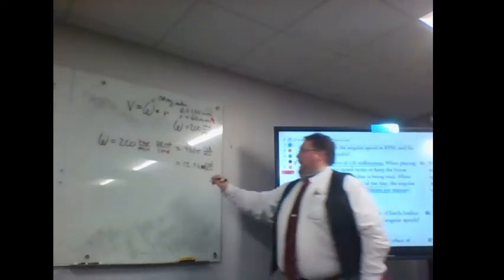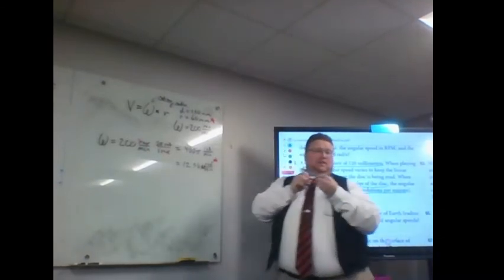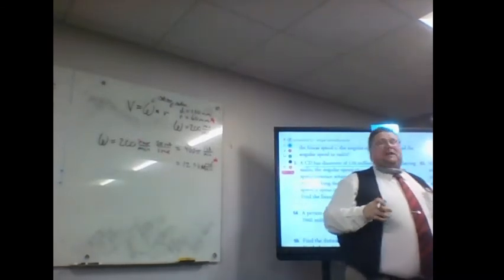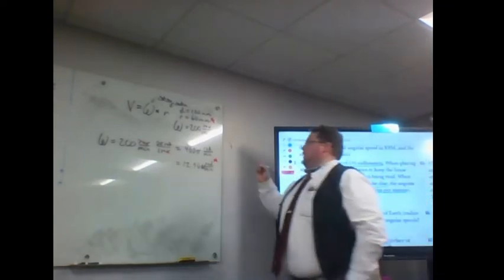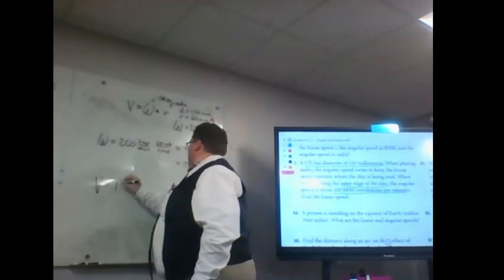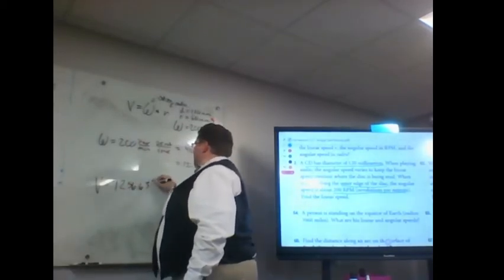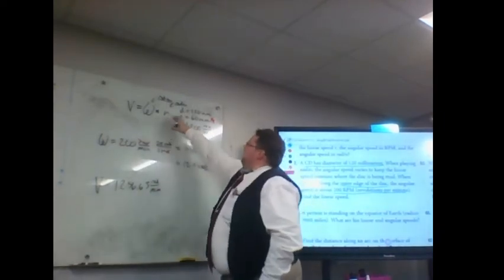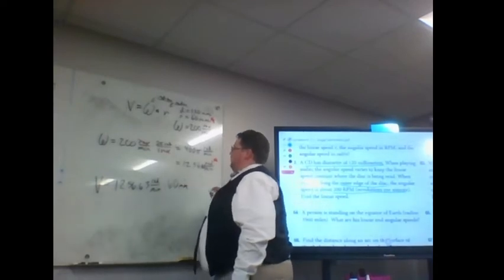All right. So now, we have an omega. We have a radius. If we want to find a linear speed, the formula states linear speed is equal to omega times r. So last step, I take v equal to our omega, 1,256.63 radians per minute, times our radius, which is 60 millimeters.